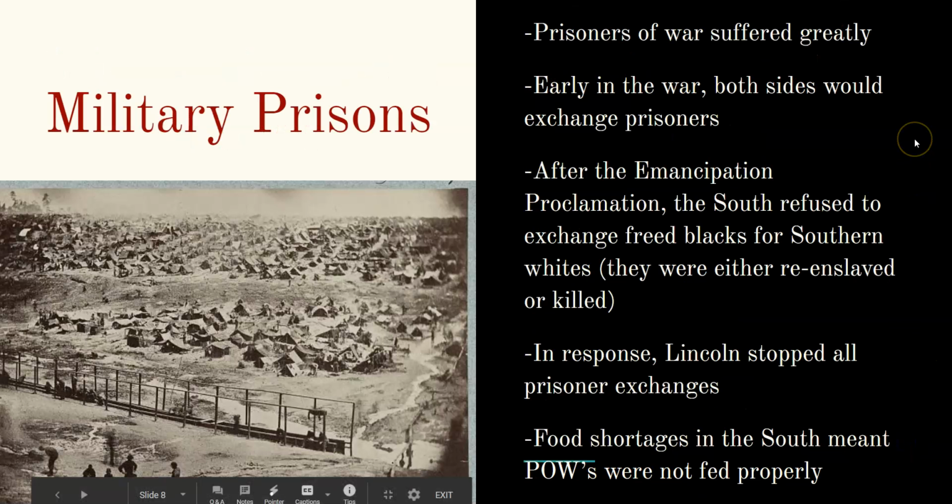All right, military prisons. This will be our last slide for the day. Prisoners during the Civil War suffered tremendously. At first, early in the war, both sides would exchange prisoners. You know, the Union captured 10,000 men and the South captured 10,000 men, and they would trade their prisoners back to each other. However, after the Emancipation Proclamation, when Lincoln freed the slaves, the South refused to free black men in exchange for white Southern men.